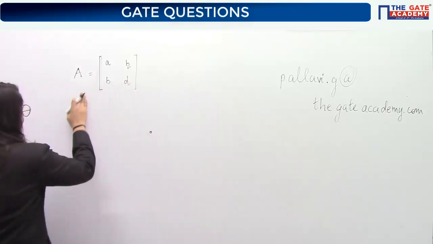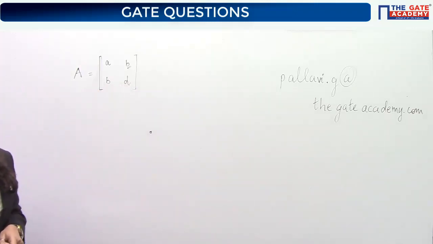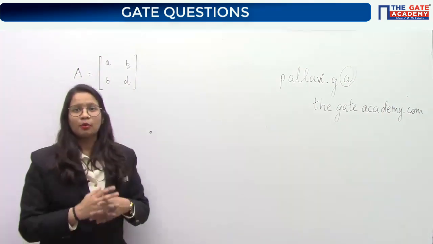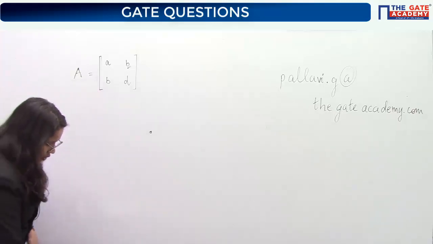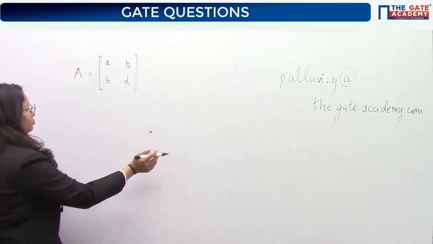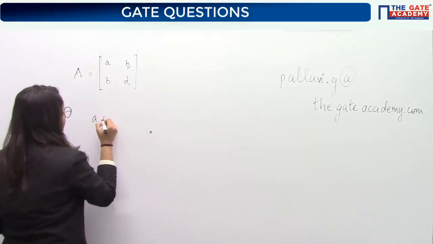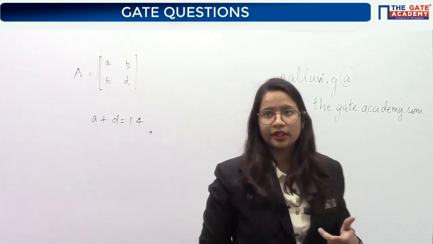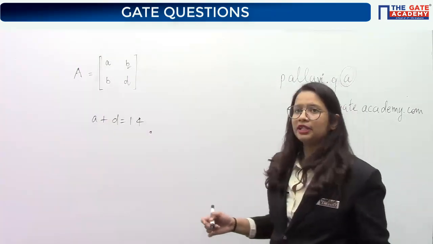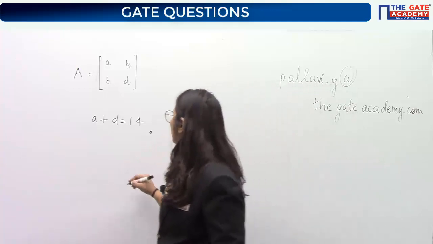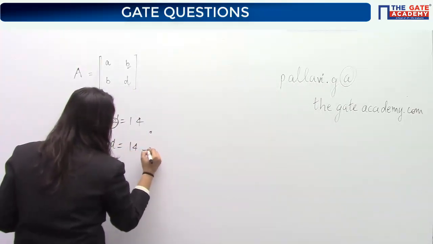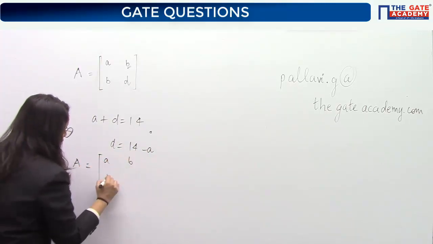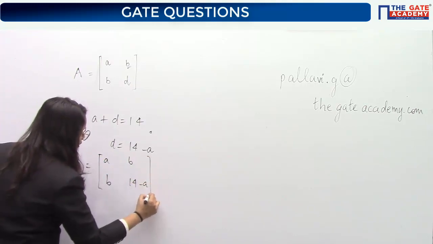Now what is asked is the maximum value of the determinant. And one more thing is given: trace is 14. What is trace? Trace is the sum of the principal diagonal elements, as we have already seen. That means A plus D should be equal to 14. Again, I can eliminate D from this matrix in terms of A. So now the matrix A becomes A, B, B and 14 minus A.